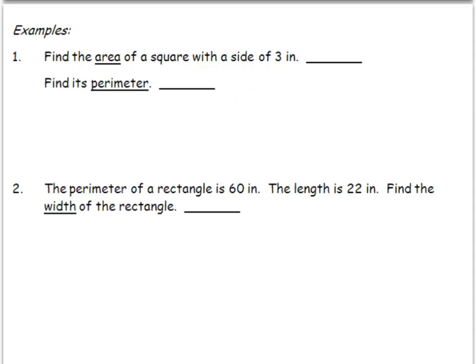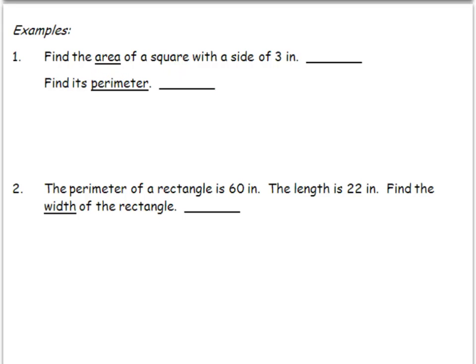So the first example, we're going to go ahead and find the area of a square with a side of 3 inches. When you're working through these, make sure that you take a look at what geometric figure we're working with, along with what it is that they're looking for. Are they looking for area or perimeter? So we are working with a square, and we want to find its area.